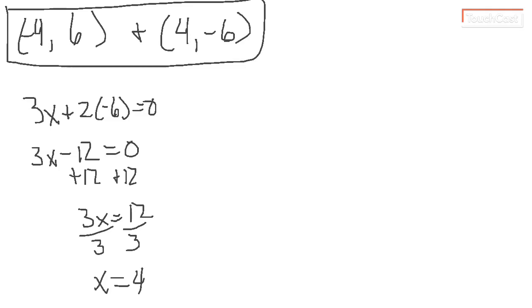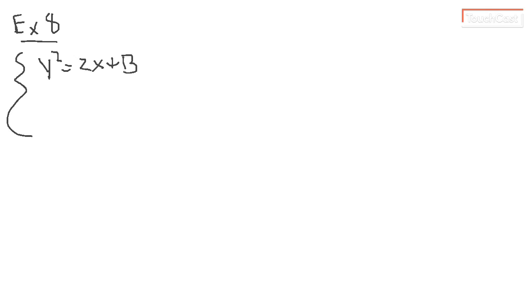Now let's look at example 8. So example 8, which I think will be the last example for this video, and we'll save the last 2 examples for our next one. We're going to have the system y squared equals 2x plus 13 and x squared plus y squared plus 6x minus 1 is equal to 0.